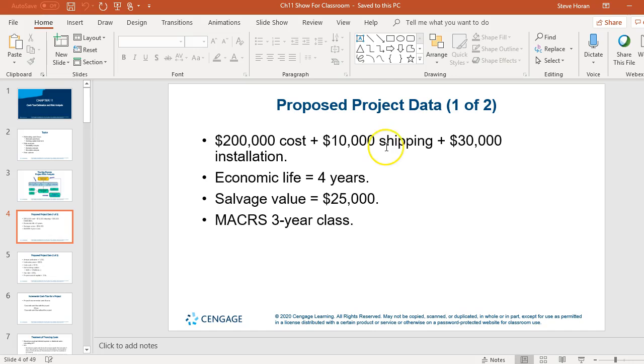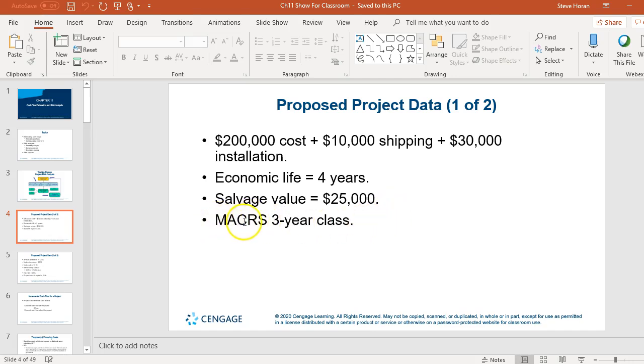This is a proposed project. The initial cost is $200,000 to buy equipment or machinery. There's a cost to ship the machinery and $30,000 to install it. So the total cost is everything to get the machine up and running, whatever the project is. The economic life is 4 years. The salvage value when the machine is done is $25,000.